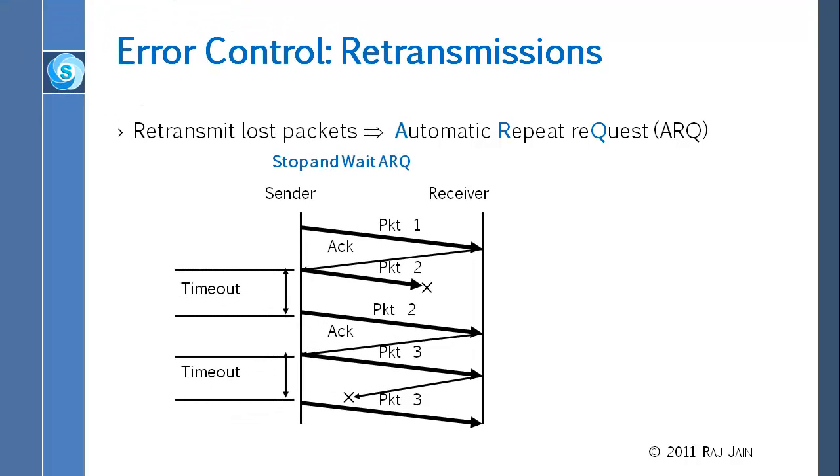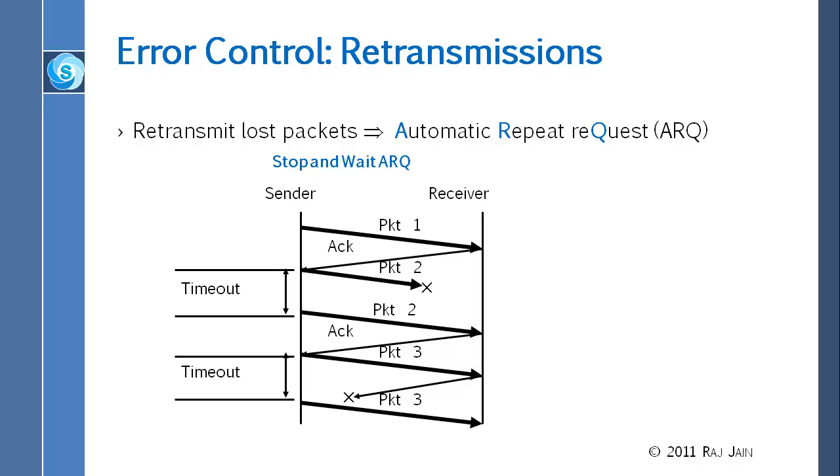Here's an example. We send packet number 1, it is acknowledged. We send packet number 2, it is not acknowledged. What do we do? Well, we set a timeout, and when the timeout triggers, we send a second copy of packet 2. That is a retransmission.